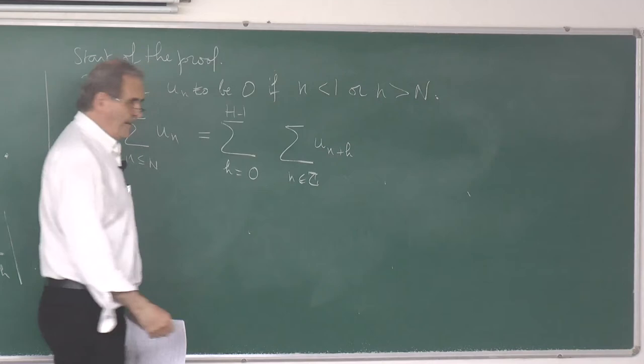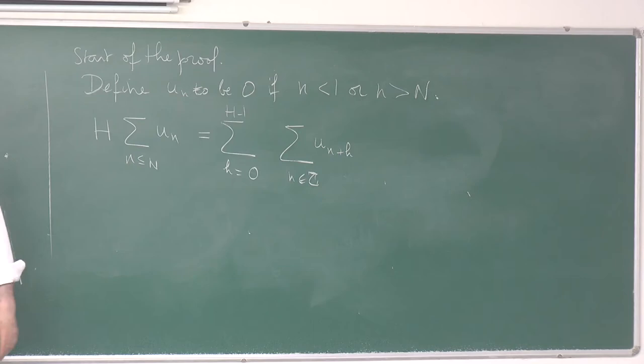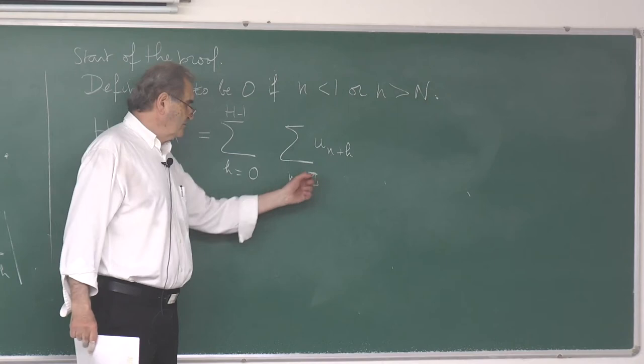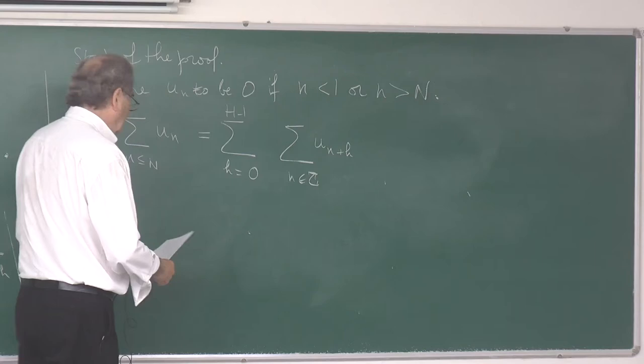You see? You are just shifting them. This is important. You don't repeat the same sequence. Of course, each time h is given to you, you know what it means for n. What will be the value for n? Okay? And now what you do here, then you Cauchy.